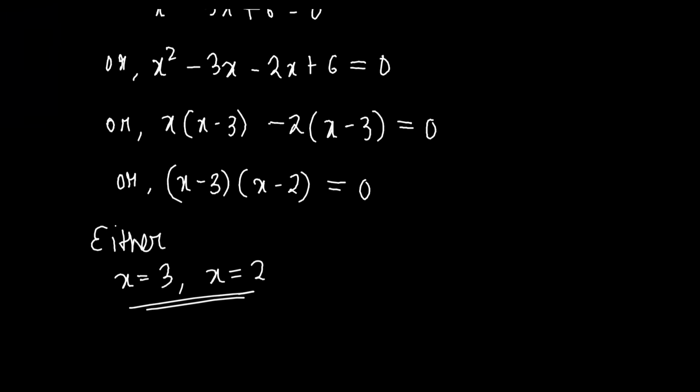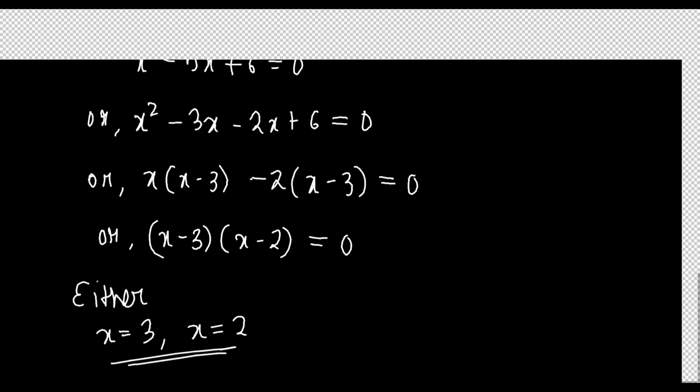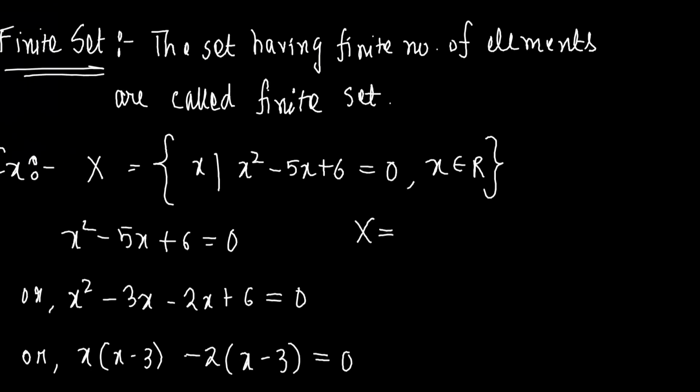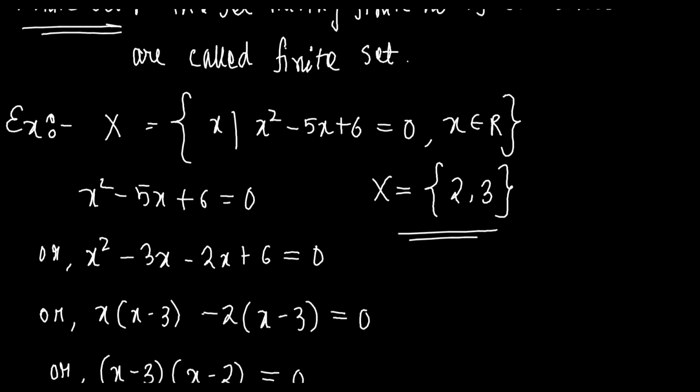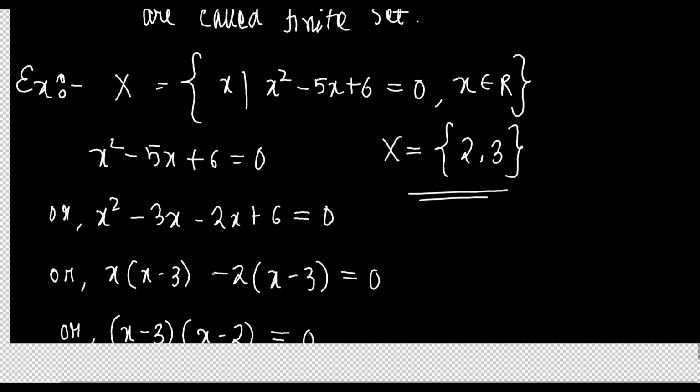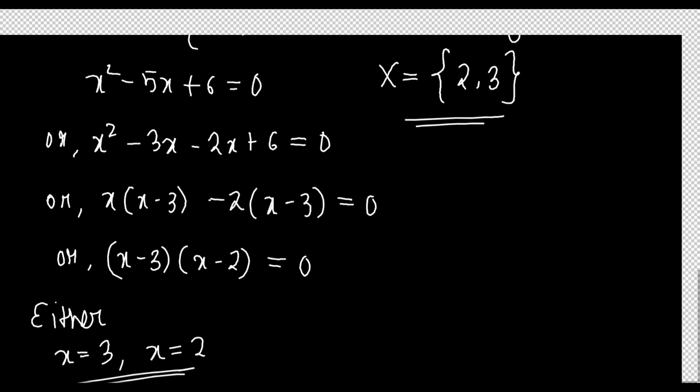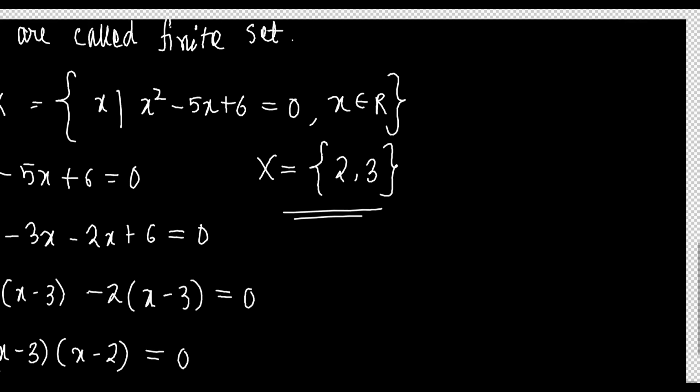Okay. So here we write that the set capital X is containing two elements, that is 2 and 3. Why? Because the values of x that will satisfy this condition, x square minus 5x plus 6 equal to 0, among all the real numbers, are 2 and 3. Only 2 and 3. Nothing else will satisfy this equation except 2 and 3, because we have got two values. So x equal to 2 and 3. Elements present are 2 and 3.